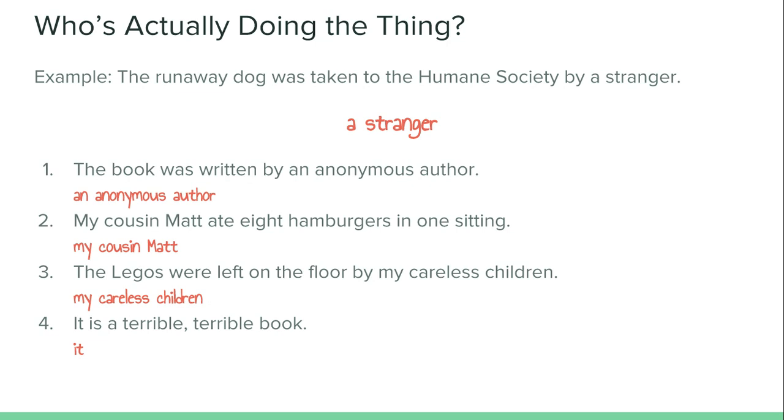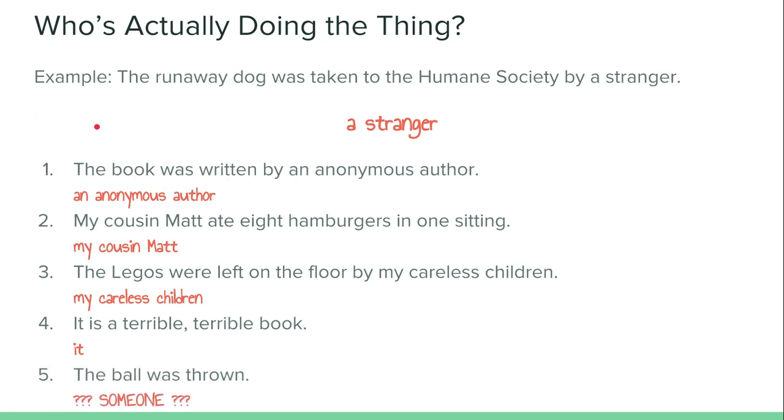It is a terrible, terrible book. It is the subject, and it is also the one doing the action. Okay, this is a little bit trickier because, yes, it is technically a book, so you could put book, but in this case, you want to say it because it's in the subject and it's doing a thing. The thing that it's doing is being terrible.